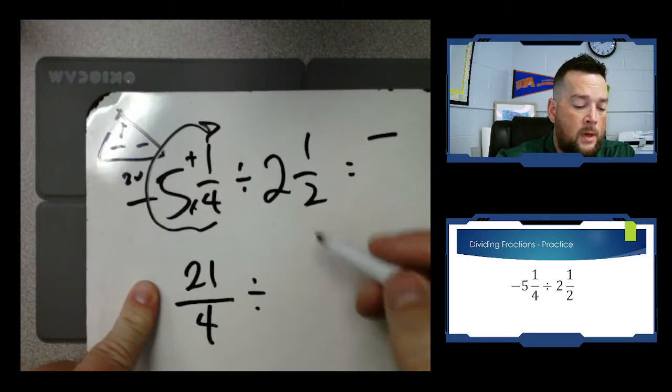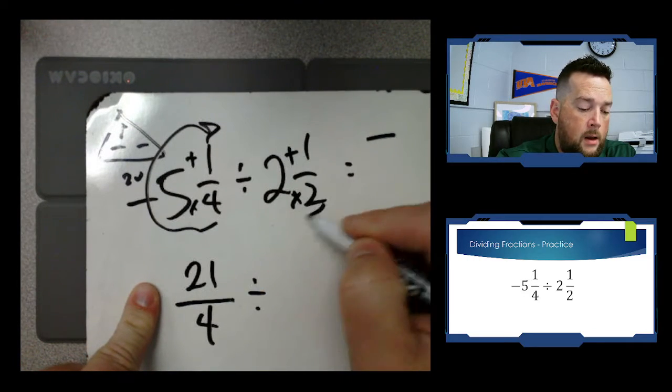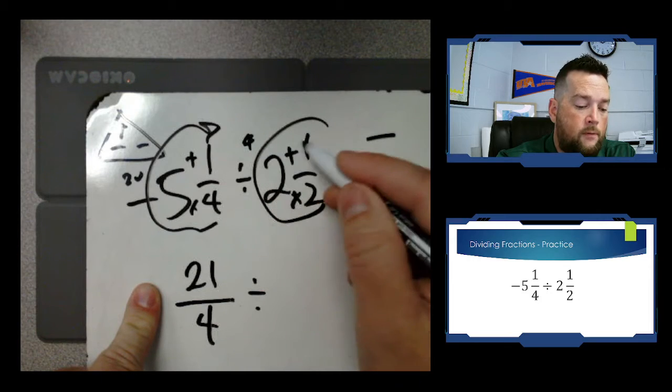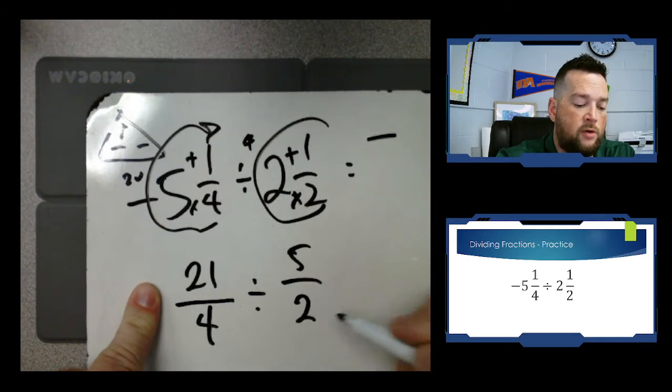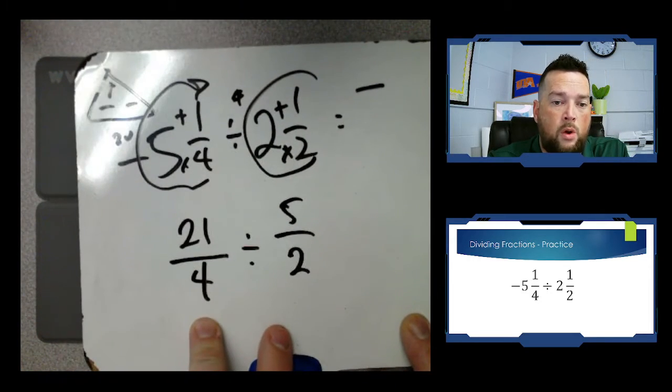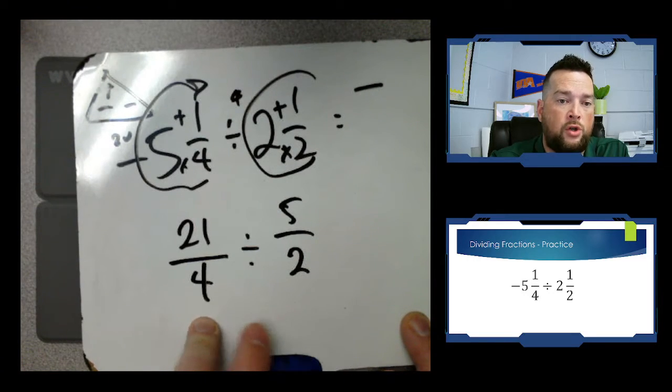Divided by, okay, 2 times 2 is 4. 4 plus 1 is 5. 5 over 2. So we have 21/4 divided by 5 over 2.